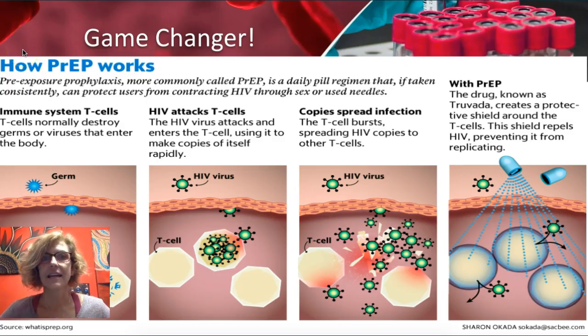So because I like the science of things, I like this graphic because it explains a little bit about how HIV works as well as how PrEP works. So this is an example of HIV.